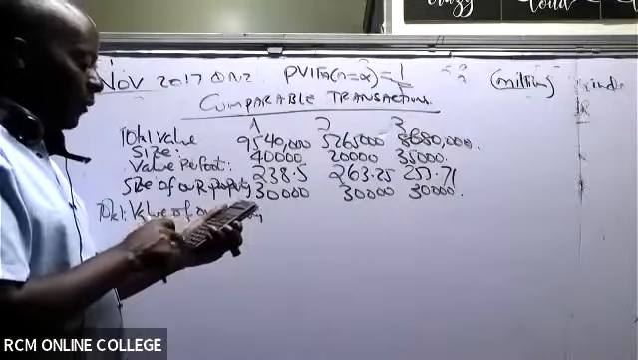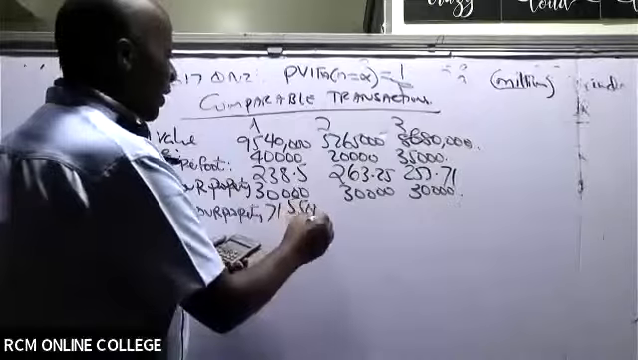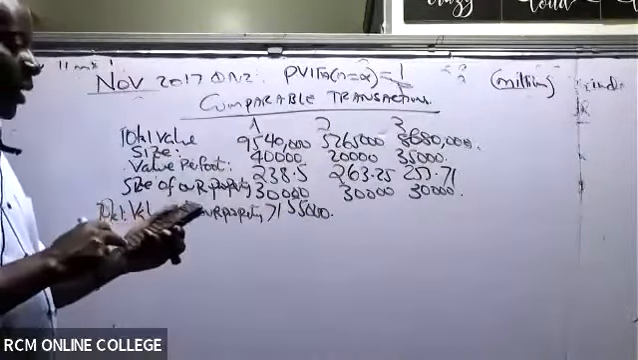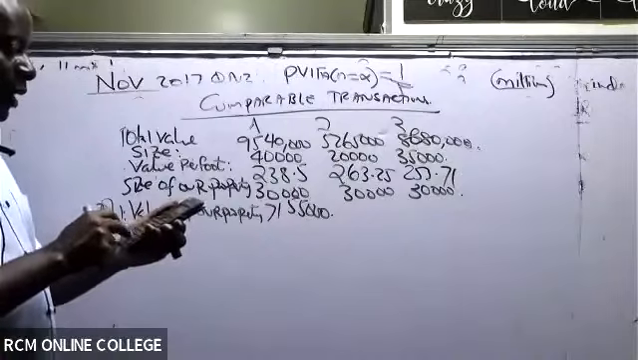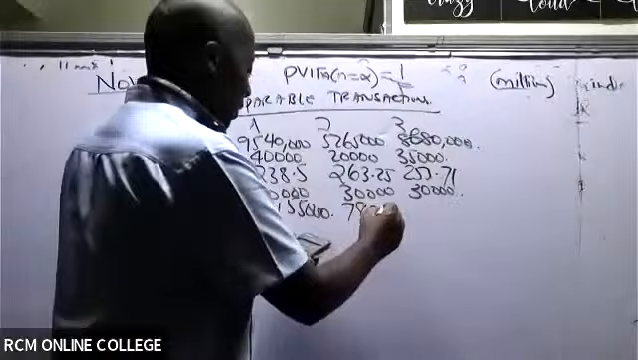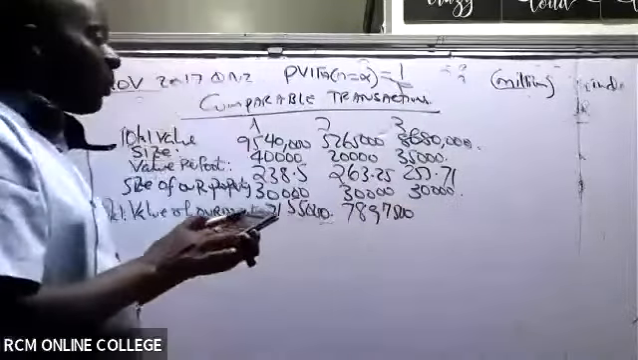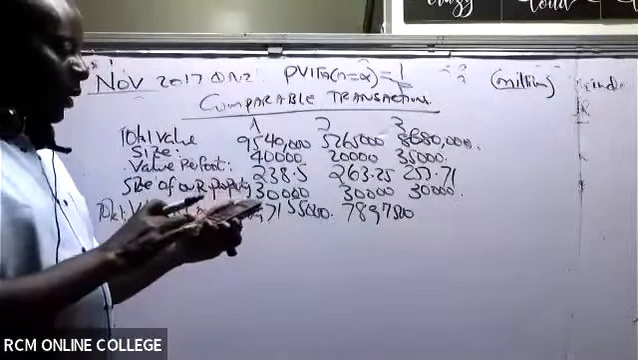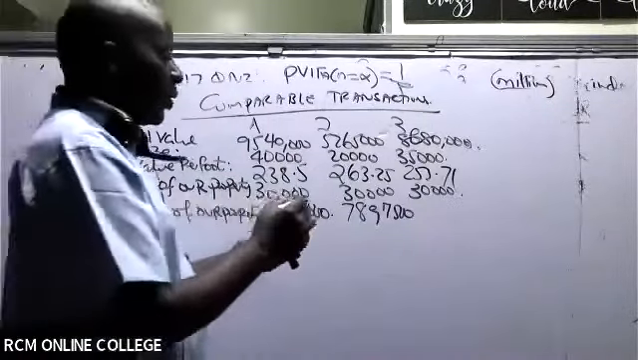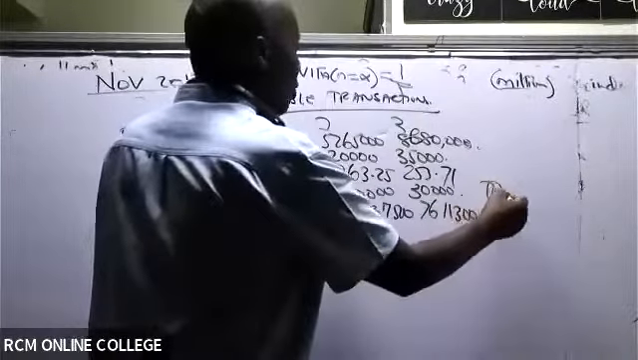238.5 times 30,000, which gives me 7,155,000. If I go by property 2 standards, it will be 263.25 times 30,000, which will end up giving me 7,897,500. If I go by the standards of property 3, it will be 253.71 times 30,000, which will end up giving me 7,611,300.